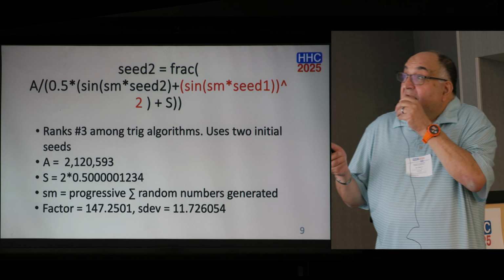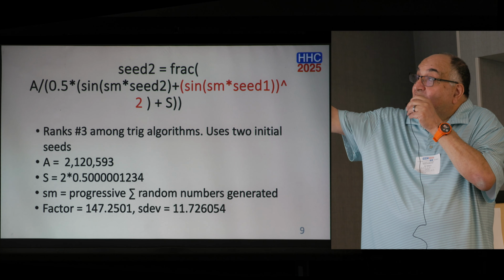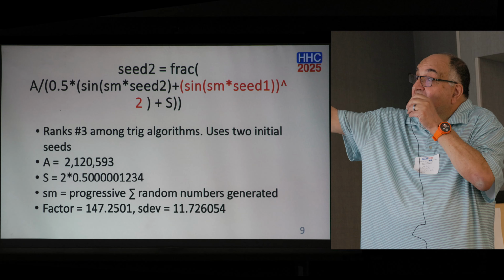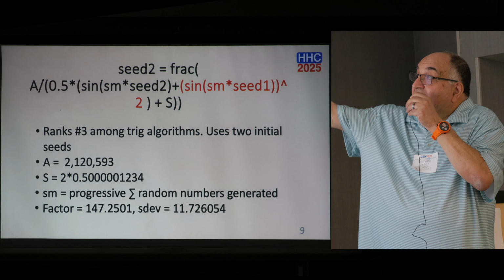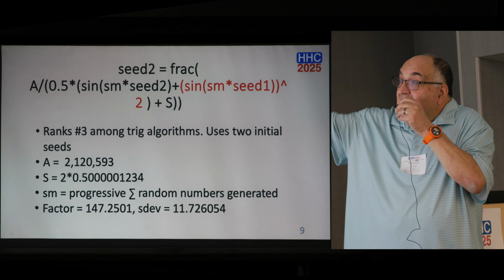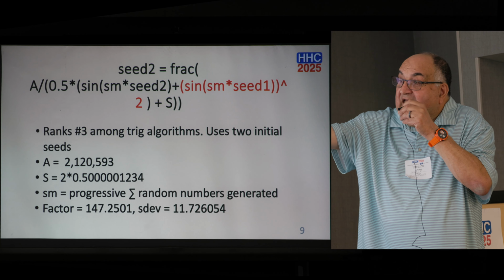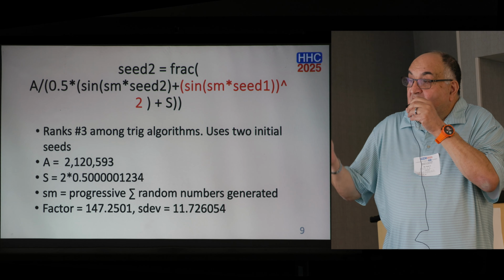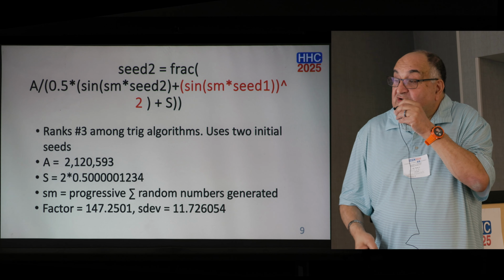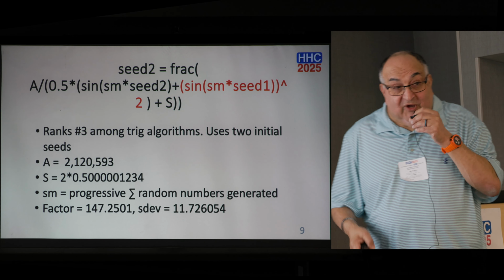The third one, I replaced the cosine with sine, and then I squared it. And A is 2.1 million, 2.12 million, and I get also 147.25. So far, I'm doing good.